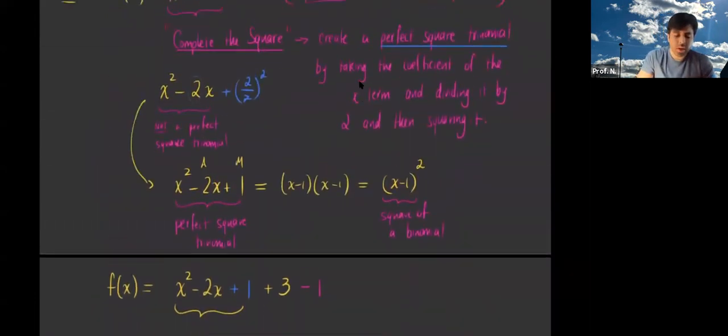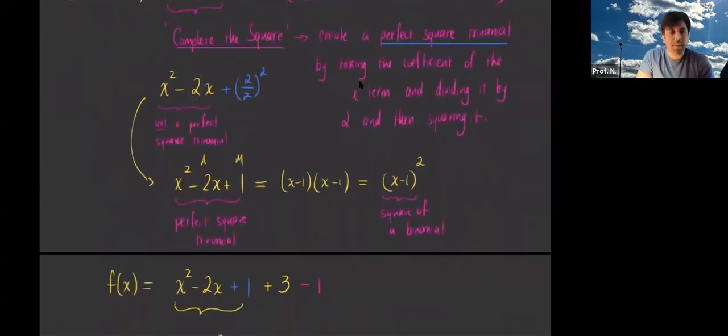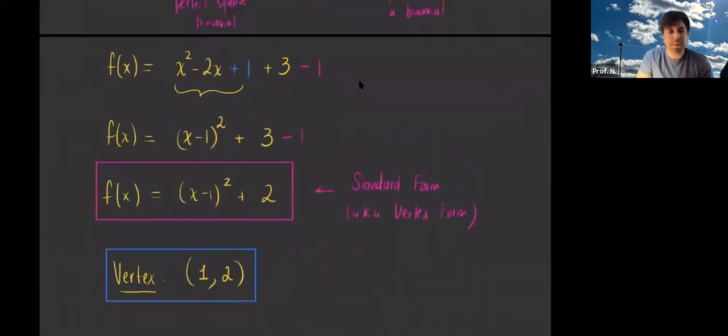So this is a crucial part, guys, to figure out the standard form from the general form: the completing the square method. And when you add this plus 1 to complete the square, you must subtract that same thing, because I'm not changing the inherent function. I'm just changing the way it visually, algebraically looks, so that I can have the standard form, also known as the vertex form. And from this form, I can immediately gather what the vertex is.